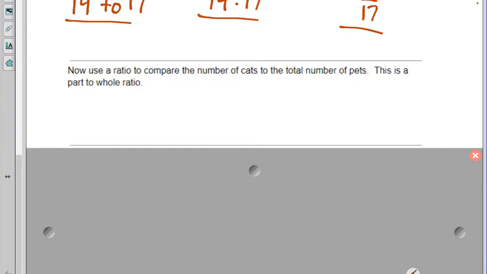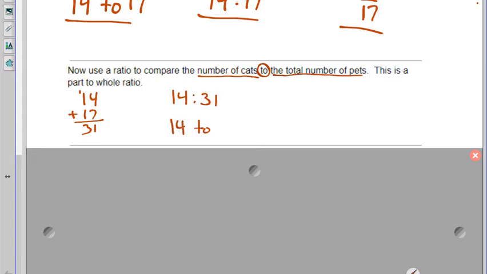All right, for this next part, we're going to do a part-to-whole ratio. Now they're asking me to compare the number of cats to the total number of pets. Well, they didn't give me the total number of pets, but I could figure that out. That's just going to be 14 plus 17. And so if I want to do cats to total, I could write it as 14 to 31, 14 colon 31, or as a fraction. Three different ways, but you only need one of them. But those are the three possibilities.